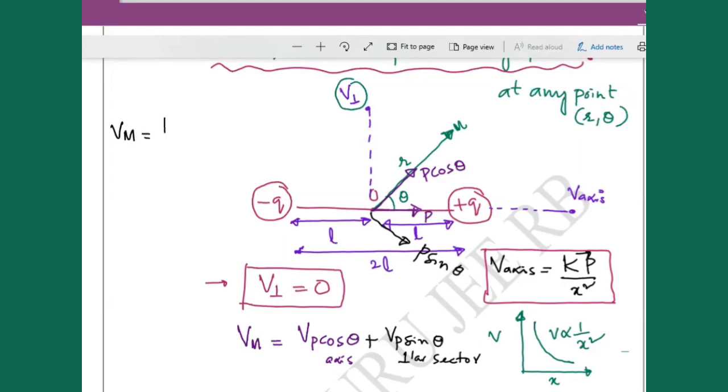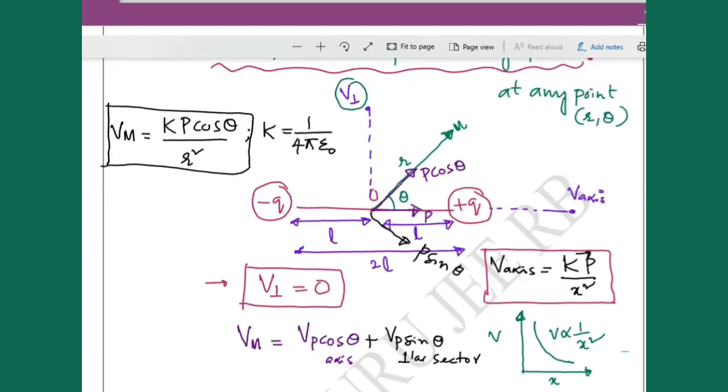Now the equation for this one: Vm equal to Kp cos theta divided by r square. We know that K is nothing but 1 by 4 pi epsilon naught. So you know the value of that, right? When it is 90 degrees, it is 0. This is the general formula at that particular point, because the other term will become 0, plus 0.